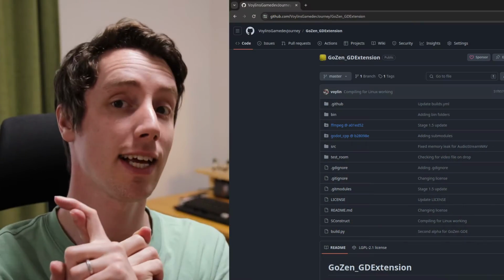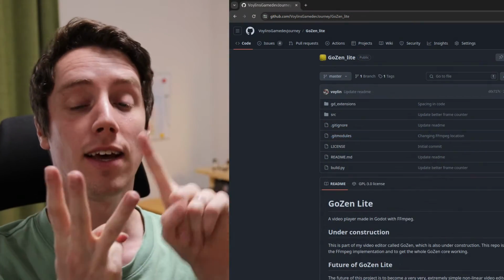And the whole project system also got kind of an update. So right now there are 3 repos and no focus. So there are 3 GitHub repos right now. We have GoZen GDExtension, GoZen lite, and GoZen. But what is the difference between these repos?